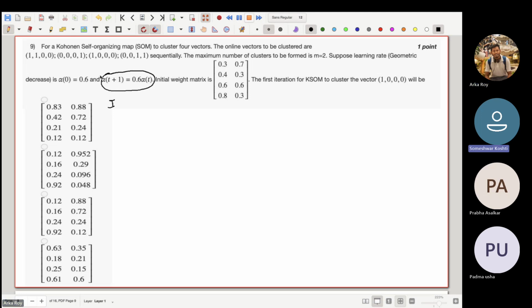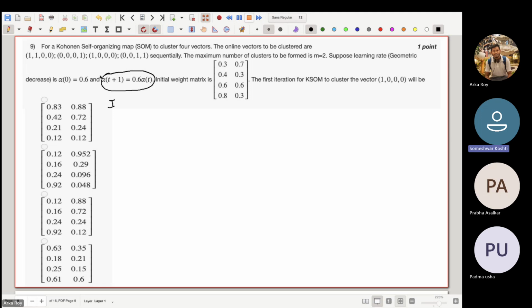It's the same iteration with the next input vector, 0, 0, 0, 1. Again, we do the same calculation, and then we determine using Euclidean distance that the winning neuron is number 1. So we go ahead using the same 0.6, we update the weight matrix, and that comes to 0.12, 0.16, 0.24, and 0.92.